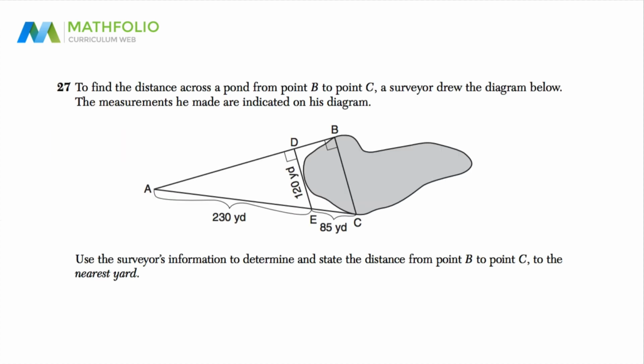Here's 27. So we're told to find the distance across a pond from B to C. A surveyor drew this diagram. The measurements he made are indicated on the diagram. Use the surveyor's information to determine and state the distance from B to C. So this is probably something to do with parallel lines and similar triangles.